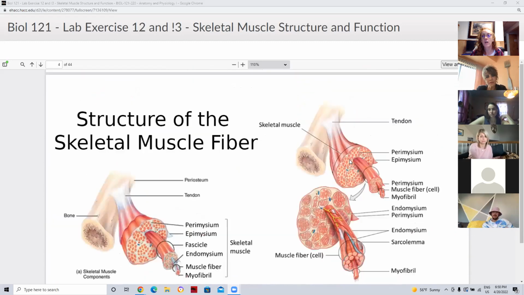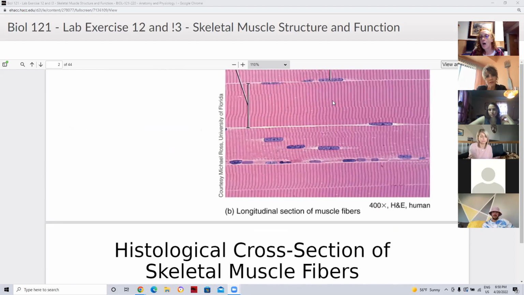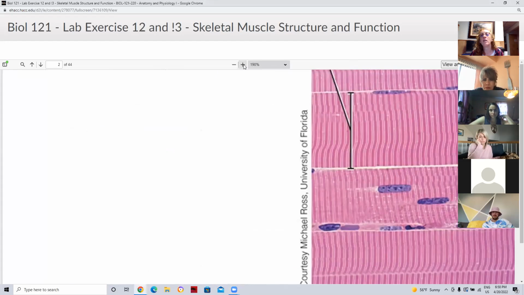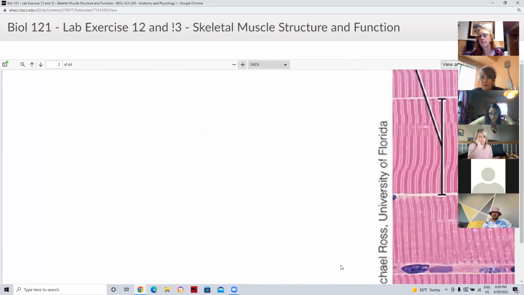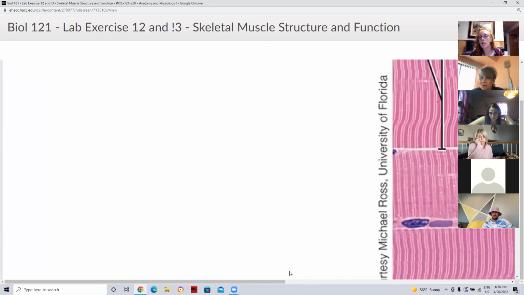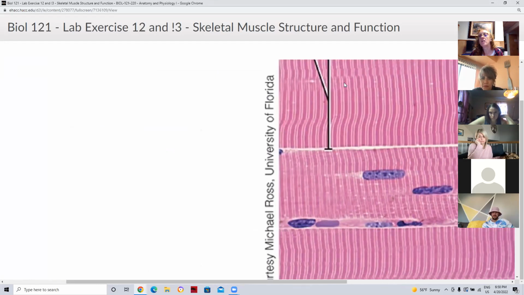Bear with me here. The I bands here, and you can't see it. If we zoom in just a little bit more, do you see the little line that runs down the I bands? Do you see that? Let me come in just a little bit more. You see the little lines that run down right here? The I bands are the lighter bands. The A bands are the dark bands.